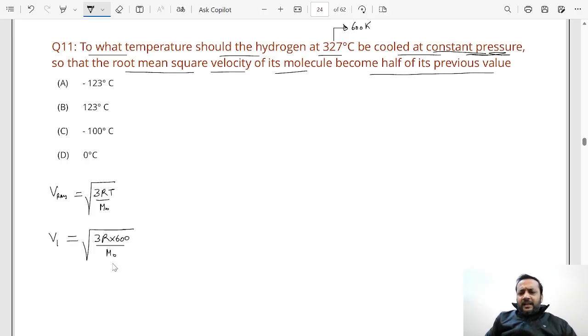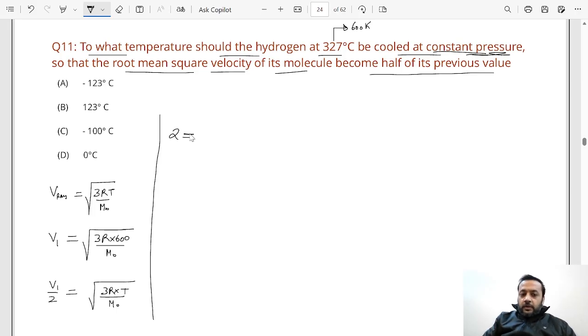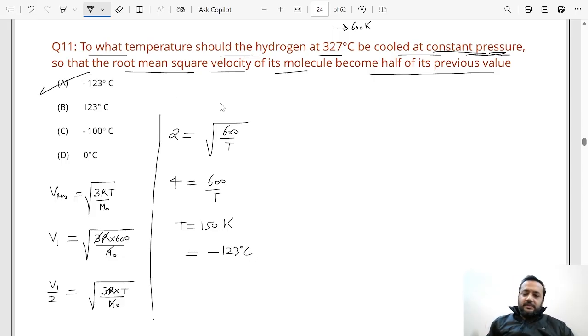Correct? Now let us say we make the temperature T. The RMS speed should become half of this value, that means V1 by 2, and let us say this happens at temperature T, which we have to evaluate. All you need to do is take the ratio. V1 upon V1 by 2 becomes 2. 3R and m naught cancel each other, and on the RHS you get root of 600 upon T. Squaring it gives 4 equals 600 by T. That means the temperature will be 150 Kelvin. Remember, you have to report the answer in Celsius, so deduct 273 from this. So this becomes minus 123 degrees Celsius. The only thing to be careful about is converting to Kelvin and then coming back to Celsius for the final answer.